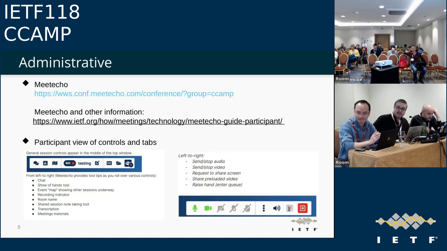This is the new Meetecho look and feel. I guess at this point of the week you have already tried Meetecho several times, but be sure about the new buttons and the new ways of participating.